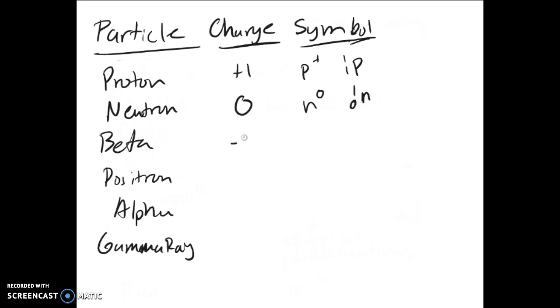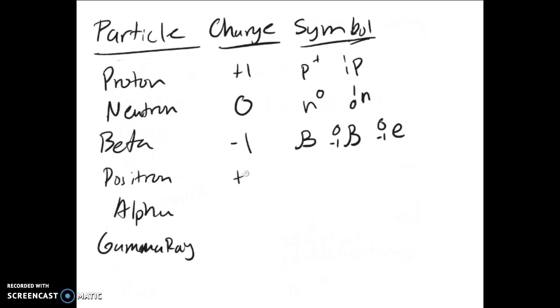A beta particle has a charge of -1, and its symbol is another Greek letter. I don't remember how to say it, but it looks like a B, and it can also have numbers associated with it like the other ones. Or you can also write it as an electron. Like I said, they're basically the same thing.